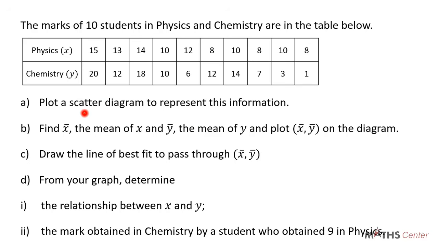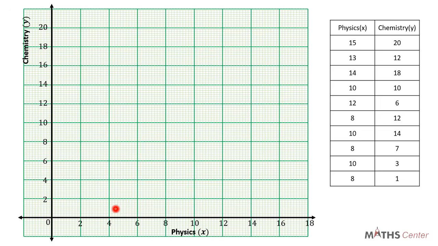The first part of the question says you should plot a scatter diagram to represent this information. As I've already explained, the scatter diagram is the diagram you obtain when you plot the data points on the graph sheet. And so here, you choose an appropriate scale and plot these points. The physics marks will be on the x-axis and the chemistry marks will be on the y-axis. Here is my graph. On the x-axis, I'm choosing a scale of 2 centimeters to 2 units. And on the y-axis, I'm choosing a scale of 2 centimeters to 2 units.